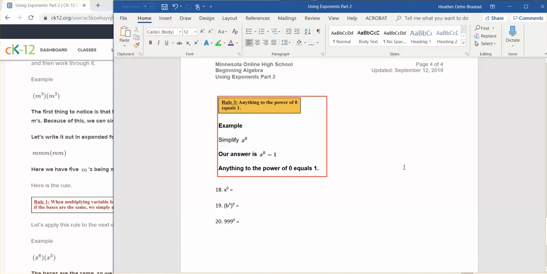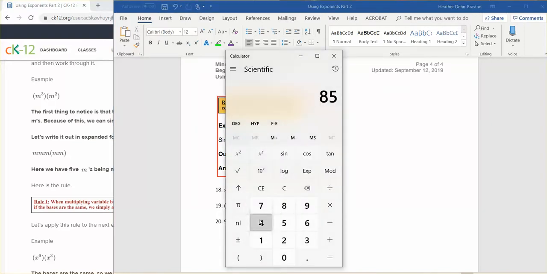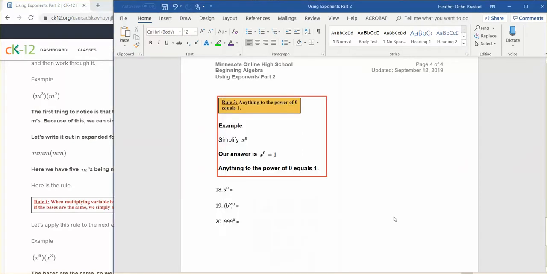One more quick rule. Any number, any variable, anything raised to the power of 0 is equal to 1. Anything raised to the power of 0 equals 1. And you can check it on your calculator if you want. Anything, let's make it really long, to the 0 power is equal to 1. And you'll learn more about why in Algebra 1.5 class.